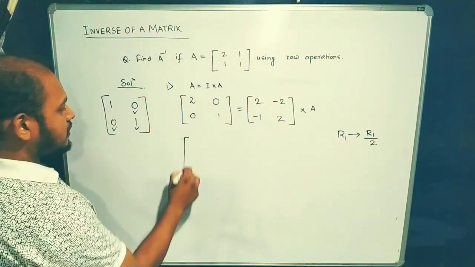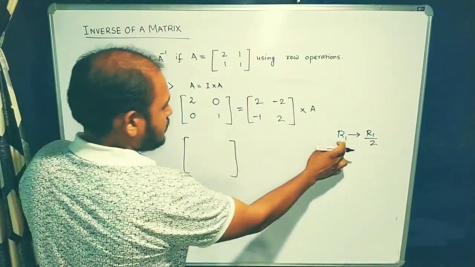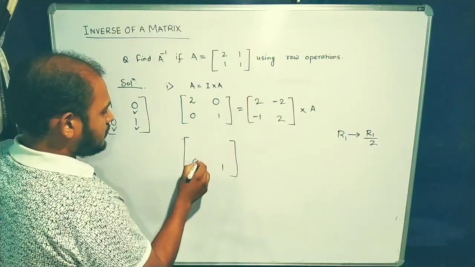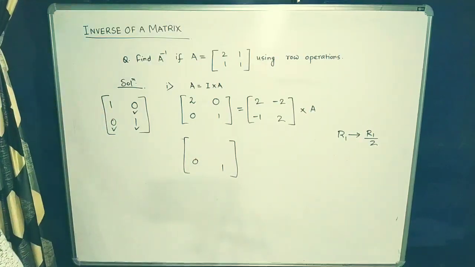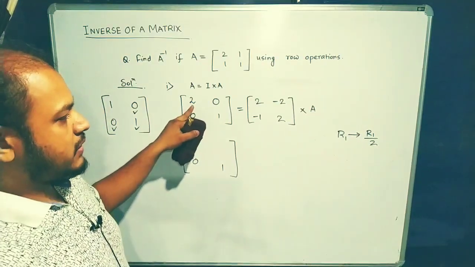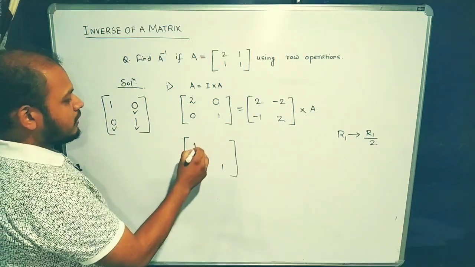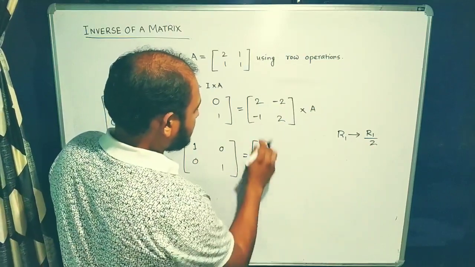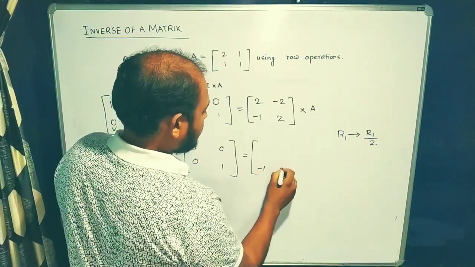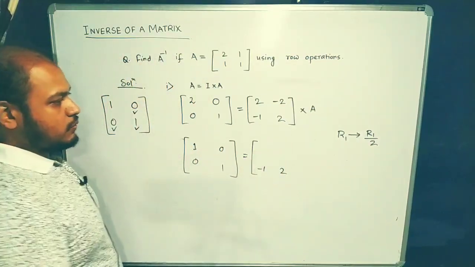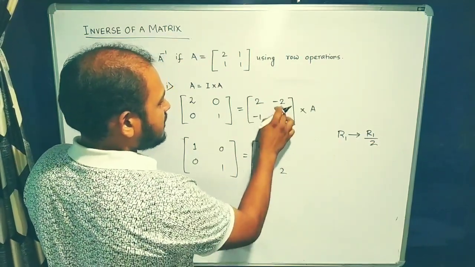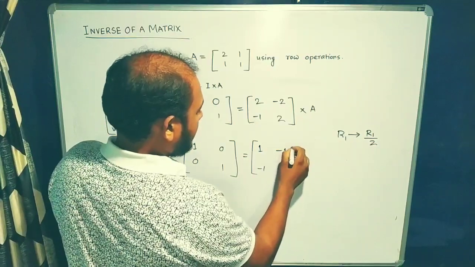If we do this, that simply means that R2 does not change, so we have to write the second row as it is. Second row is as it is, and in the first row it is getting divided by 2. So 2 divided by 2 is 1, and 0 divided by 2 is 0. And on the right hand side, second row does not change. First row is getting divided by 2. So after division, 2 by 2 is equal to 1, and minus 2 divided by 2 is equal to minus 1.